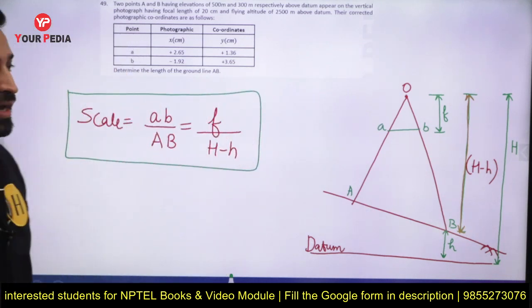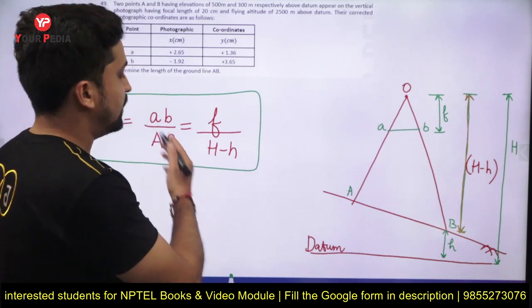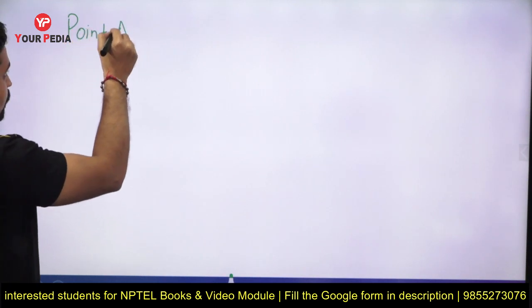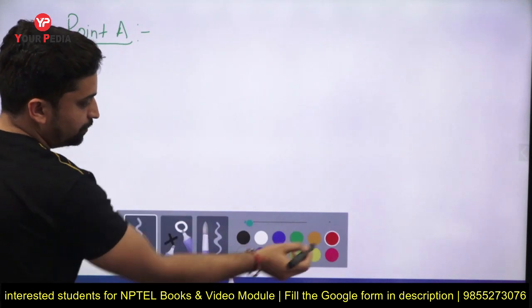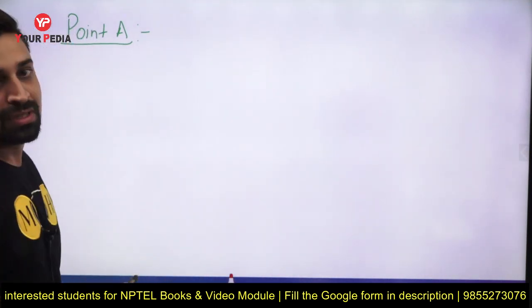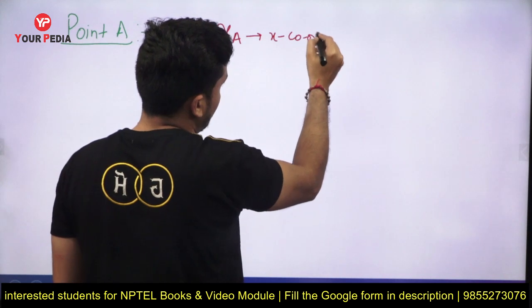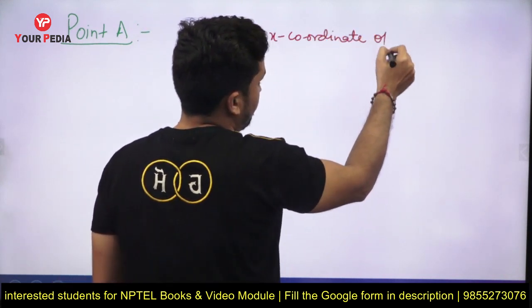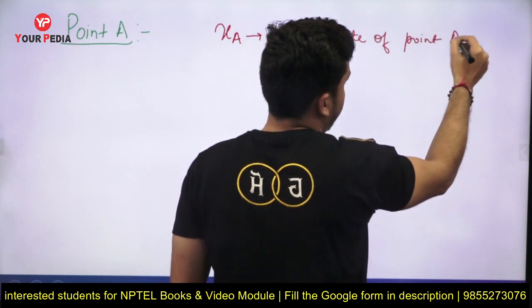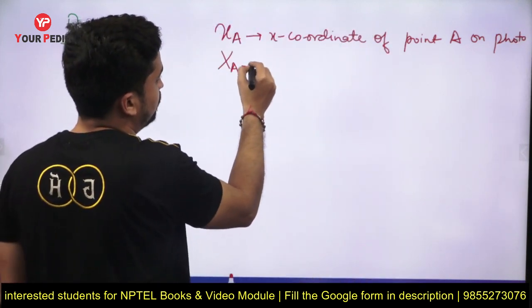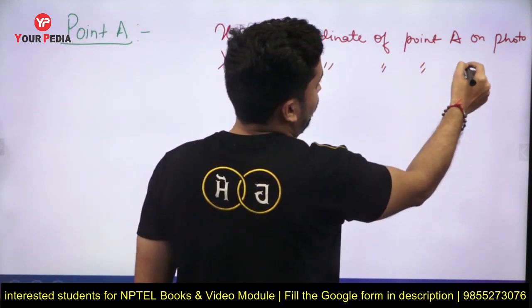in photogrammetry surveying. Now let us start with our question. Let us write the scale for point A and for point B. First, for point A, the scale will be equal to... Let us suppose the X coordinate of point A on the photograph is small xA, and let us also assume that capital XA is the X coordinate of point A on the ground.